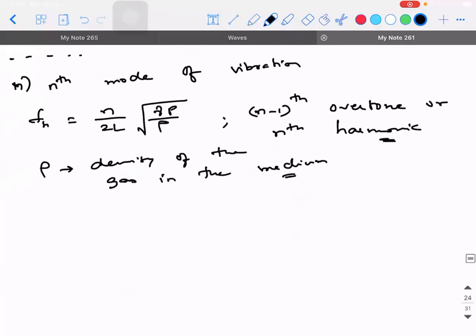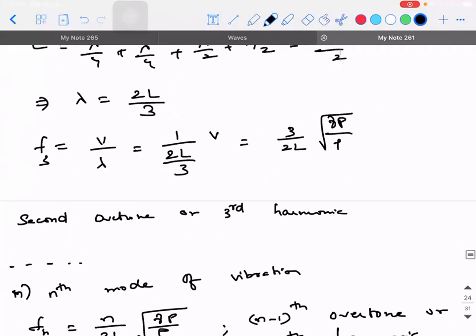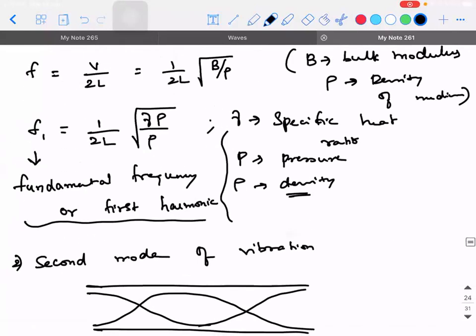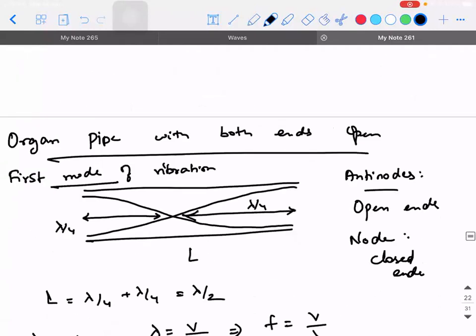Okay. So I hope it is done. So this is all about stationary waves. This is called as stationary waves in organ pipes.